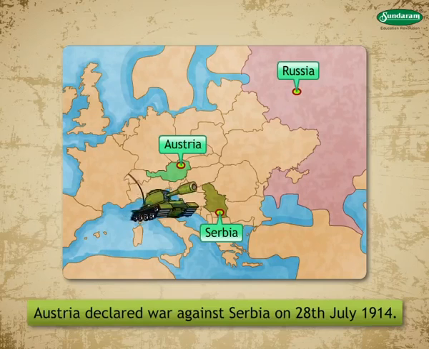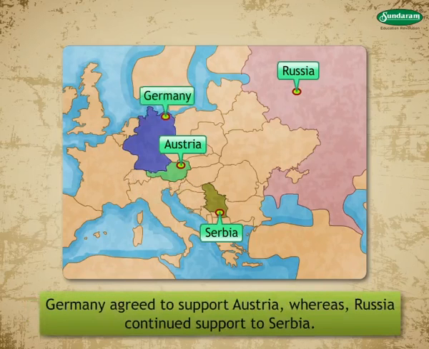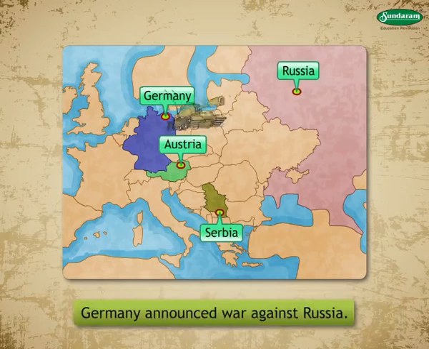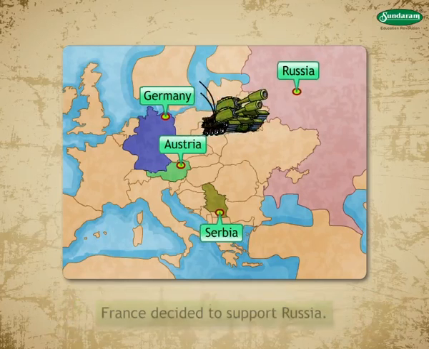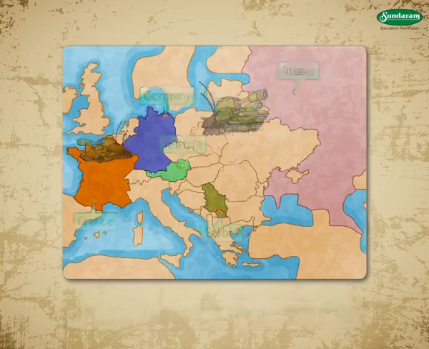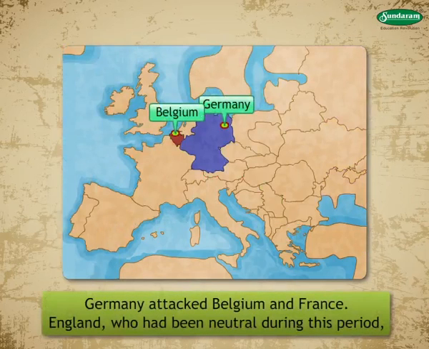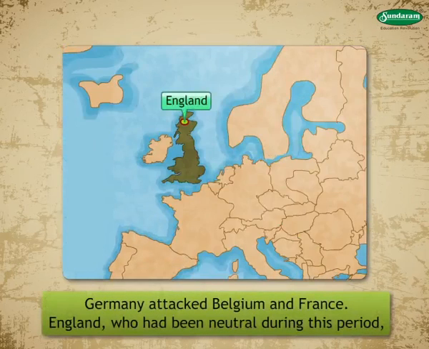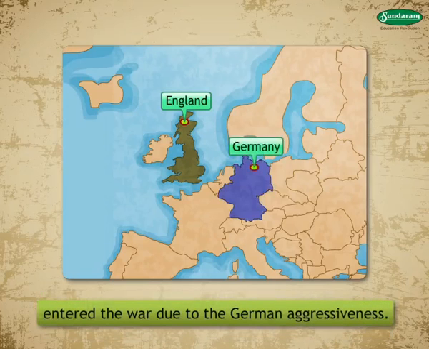Austria declared war against Serbia on 28 July 1914. Germany agreed to support Austria, whereas Russia continued support to Serbia. Germany announced war against Russia. France decided to support Russia. So Germany announced war against France. Germany attacked Belgium and France. England, who had been neutral during this period, entered the war due to the German aggressiveness.